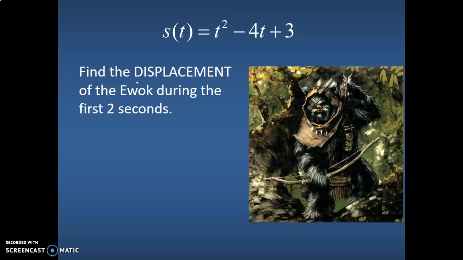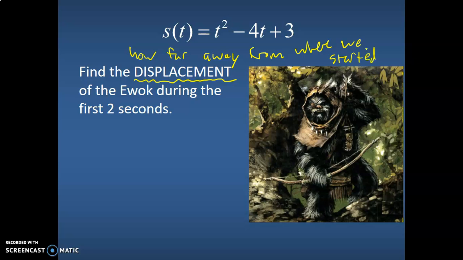Find the displacement of the Ewok during the first 2 seconds. Displacement just means how far away from where we started. It doesn't actually tell you how far you traveled, because if I start at point A and I go to point B, displacement doesn't care how I get there. I might go straight there, I might go there and come back, I might take a really weird wobbly path. So displacement is just how far away from where we started. It doesn't care how we get there.